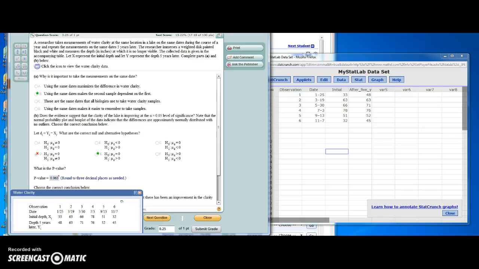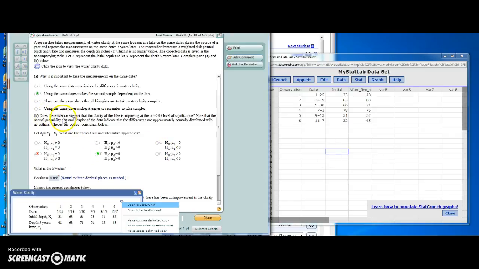But it actually says a researcher is measuring water clarity, and then he does it the same time 5 years later. He immerses a weighted disc painted black and white and records when it's no longer visible. So I can click this icon to view the water clarity data. Here it is down here. And then I clicked here and opened it in StatCrunch, which you'll see over here on this side of the screen. I'm skipping to part B.